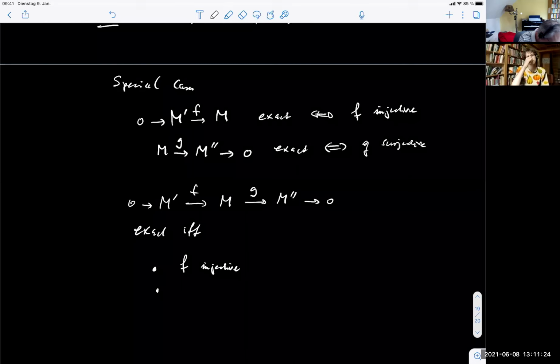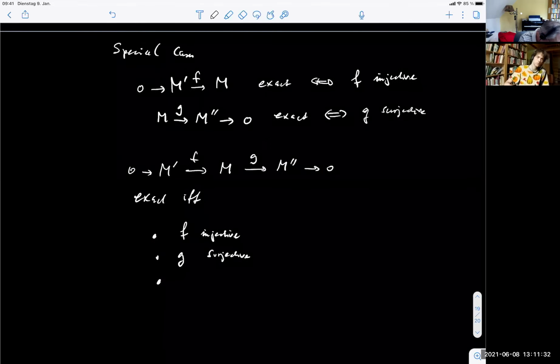And G is surjective. So this is an end, but I don't write it. And the last one: if I write it out, the exactness at the middle module means image of F equals kernel of G by definition. But this I can see in the following way.